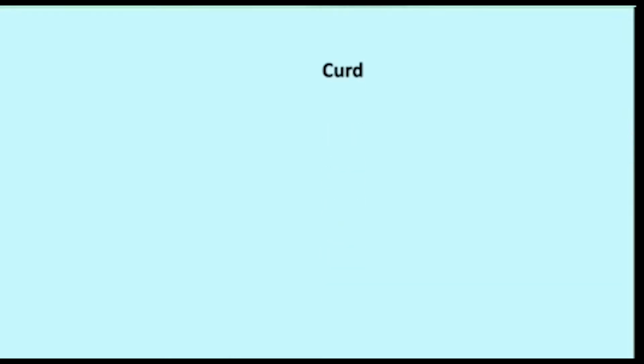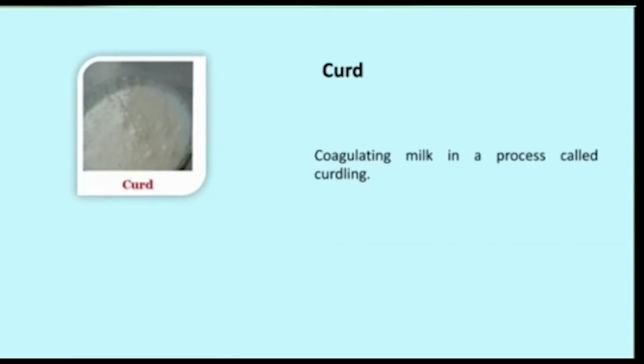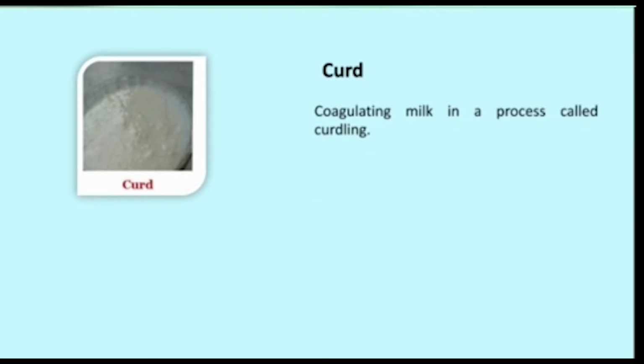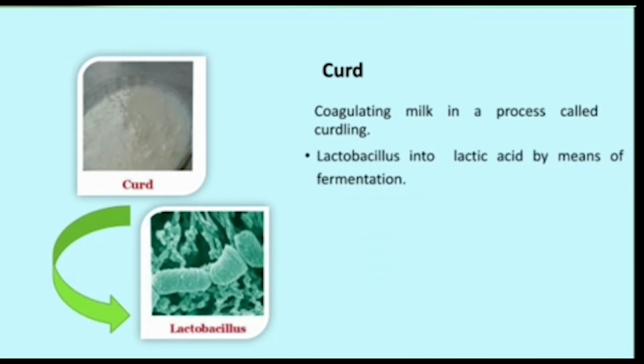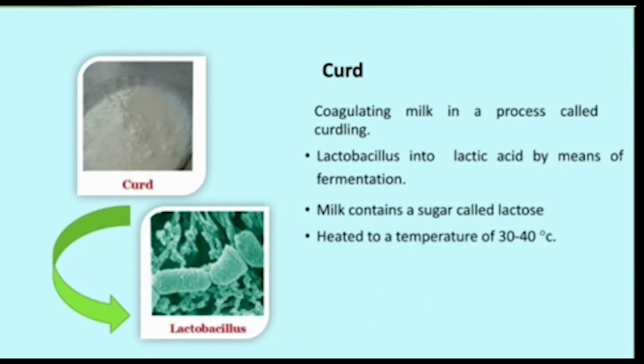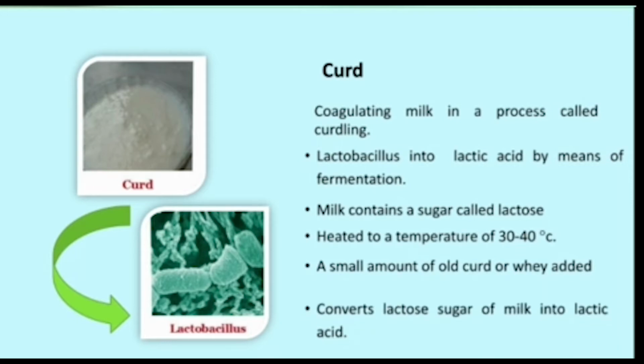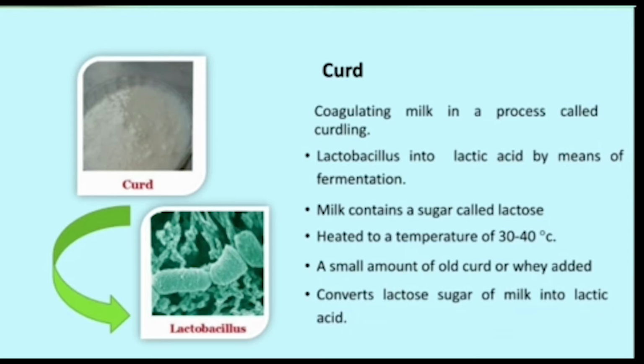Curd. Curd is a dairy product obtained by coagulating milk in a process called curdling. Lactobacillus converts sugars into lactic acid by means of fermentation. Milk contains a sugar called lactose. When pasteurized milk is heated to a temperature of about 30 to 40 degrees Celsius or even kept at room temperature, a small amount of old curd or whey is added to it. Lactobacillus in curd starts to grow. This converts lactose sugar to lactic acid.